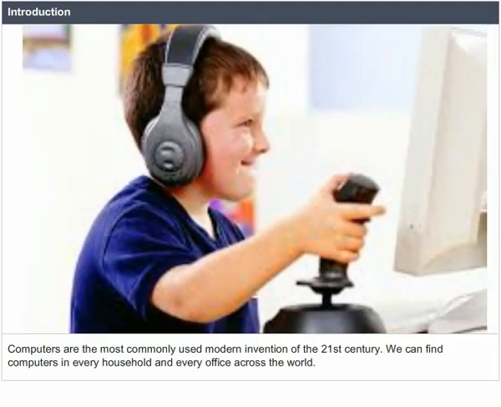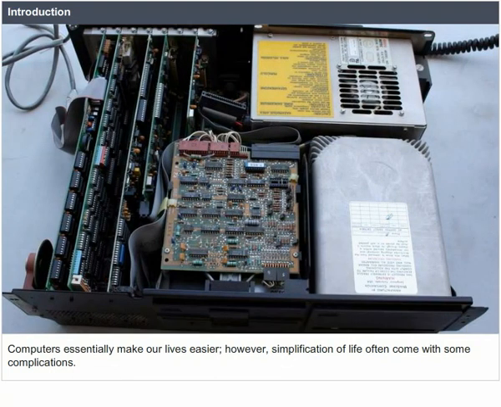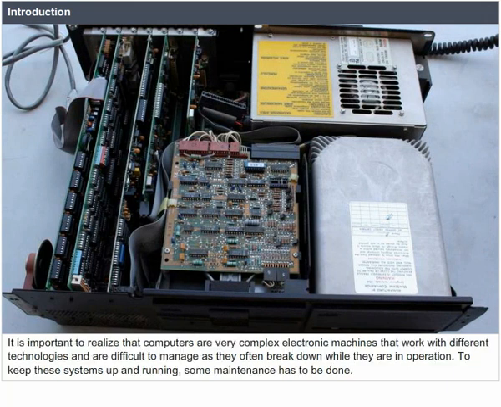Introduction. Computers are the most commonly used modern invention of the 21st century. We can find computers in every household and every office across the world. Computers essentially make our lives easier. However, simplification of life often comes with some complications. It is important to realize that computers are very complex electronic machines that work with different technologies and are difficult to manage as they often break down while they are in operation.